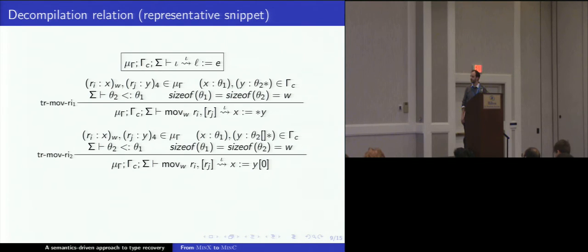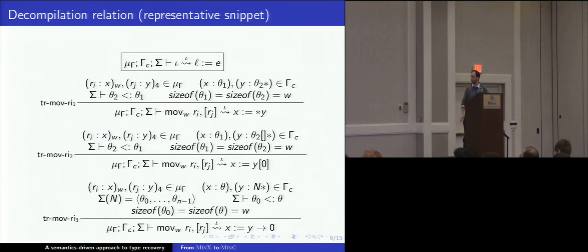Second possibility is that we are actually indexing the first element of an array. And in this case, we've just changed the type of y. The final case is that we're indexing the first element of a struct. And in this case, we have that y has the type of a struct n pointer. And we have the definition of the struct n in sigma, which is a list of types theta 0 to theta n minus 1. And then we have the subtyping relationship on the first element.